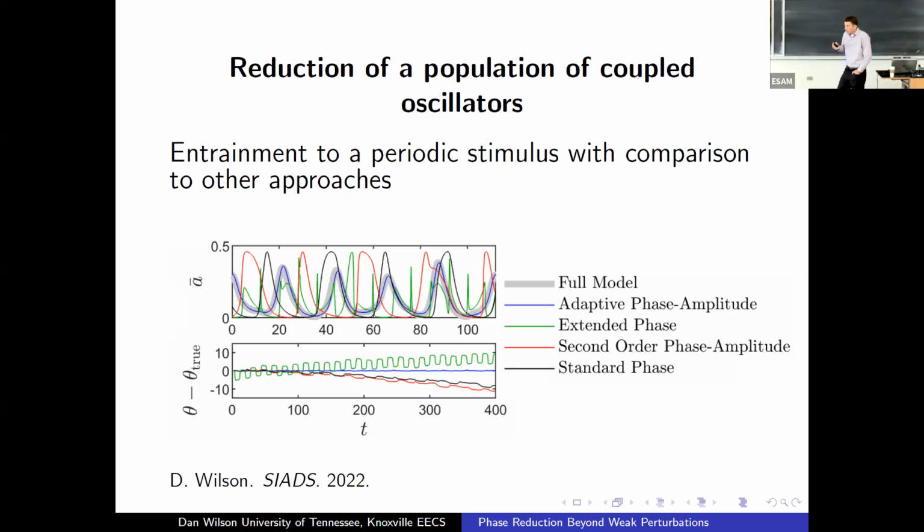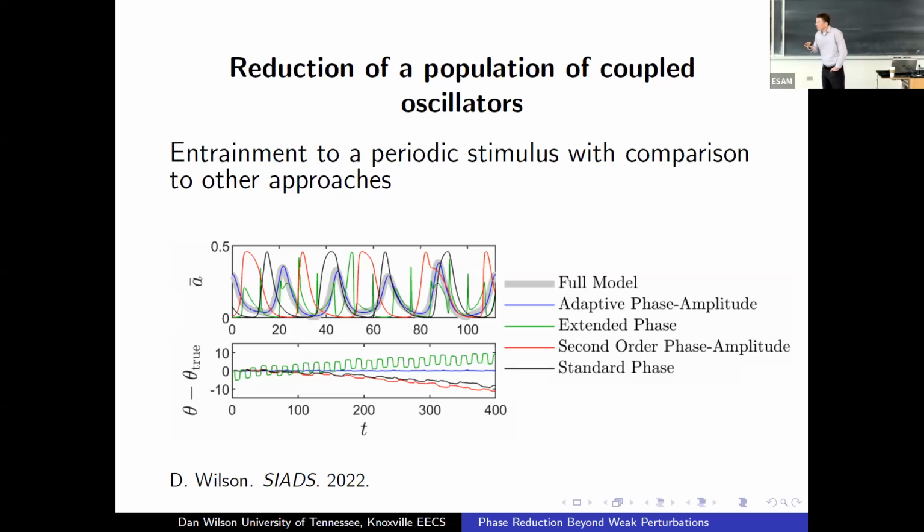Comparing this to some other state-of-the-art strategies, I have my standard phase reduction. I have what's called extended phase reduction, which is like this proposed strategy, but doesn't include the amplitude coordinates. I can also do Taylor expansions. None of these strategies work very well. The only one in this case that we end up with a good model is this adaptive phase amplitude reduction. I can see it from these traces here. I can see it from the deviation between the actual phase of my system and the phase that my reduced order model predicts.